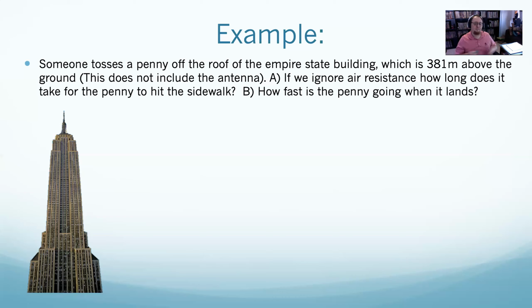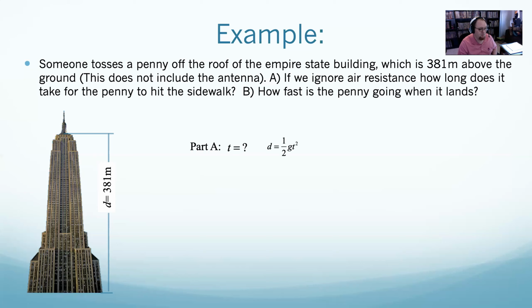Now, the Empire State Building is 381 meters tall. That means if you drop the penny, the distance it falls is going to be 381 meters. Part A: how much time does that take? If something is dropping, we can say the distance it falls is a function of time, given as d equals 1/2 gt squared. Using this equation, I need to solve for t.